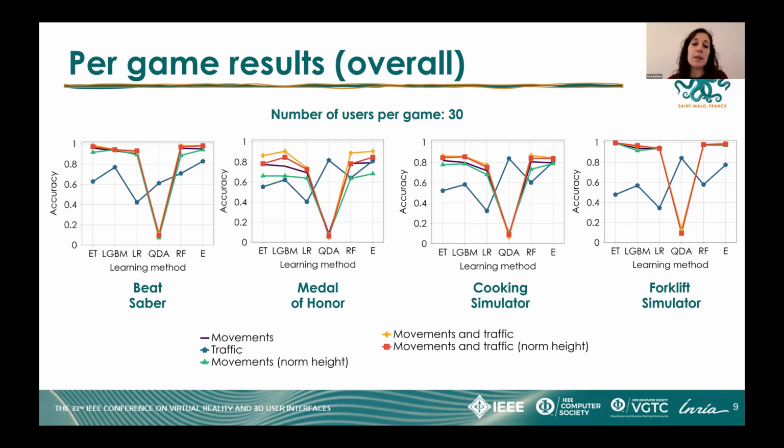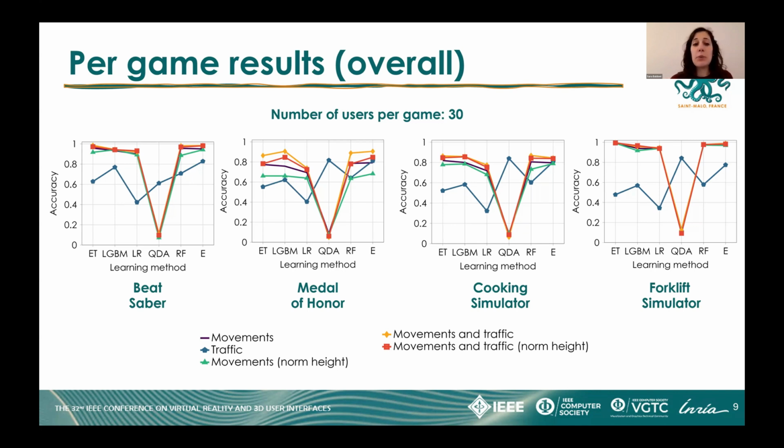In any case, we can see that whenever movements are considered, we have quite good performances, which are well above the 80% for Beat Saber and Forklift Simulator, and above the 80% for Medal of Honor and Cooking Simulator. This difference is probably due to the fact that while in Beat Saber and Forklift Simulator the in-game movements in VR were exactly equal to the movements performed physically by the users, for Medal of Honor and Cooking Simulator this didn't happen. Indeed, these games require a large space for playing, so movement was implemented through teleport or continuous controller movement, so that in this case the movements might be less representative of in-game actions.